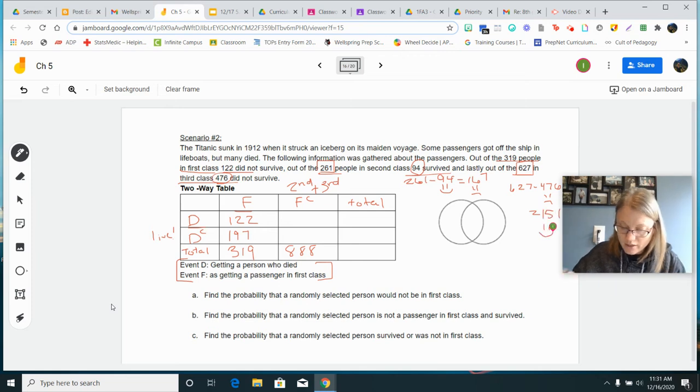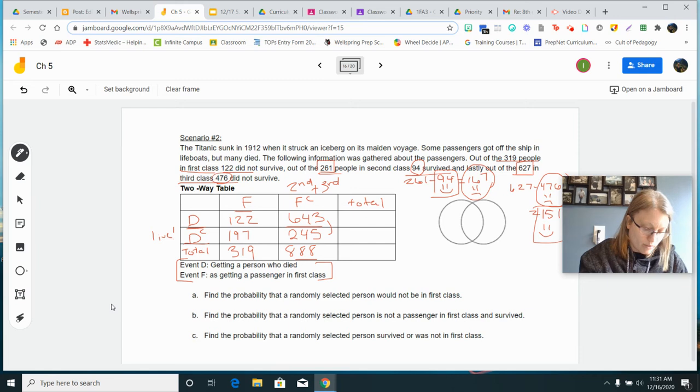151 that survived, yay. So now what I want to do is just add up some of my parts here. So for the people that died who are not in first class, that is these 167 and these 476. So I'm going to put those together. So it's 643 people, and then it should work out that these 94 people and these 151 are the people that lived. They did not die. So if I add up 94 plus 151, that's 245, and I can double check these two do add up to 888. So I know I did that right.